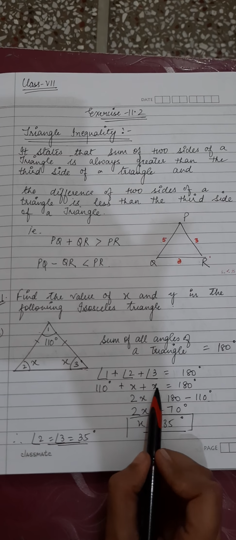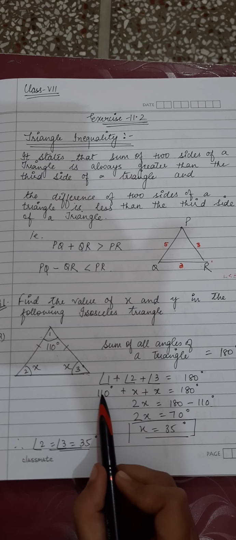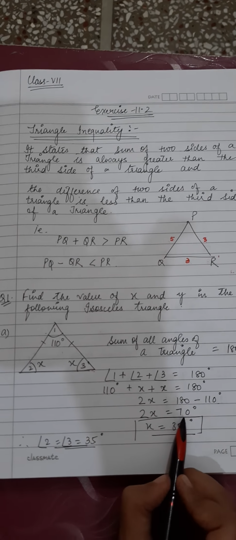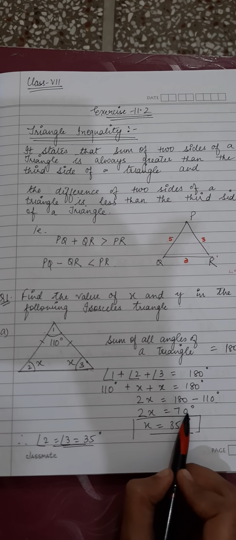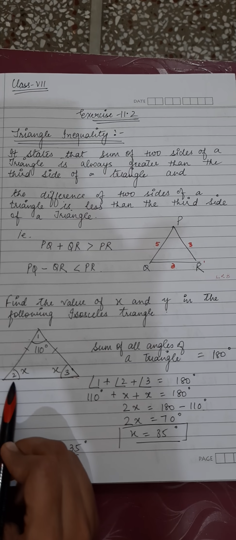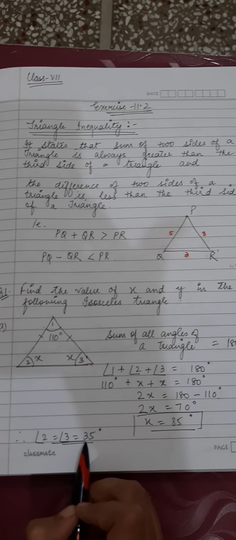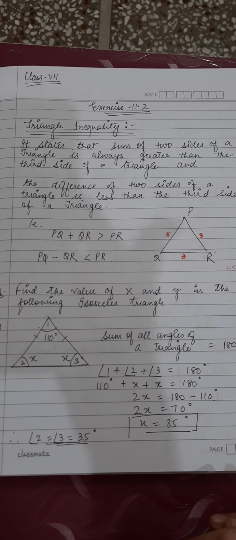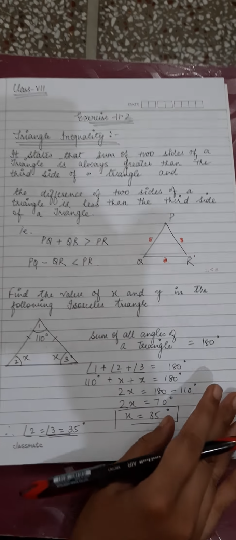Now x plus x is how much? 2x. And this 110 will go to the other side and it will give 70. So 2x is equal to 70, x is equal to 35. This means angle 2 and angle 3 are 35 each. This was your first part. Now let us do the second part.